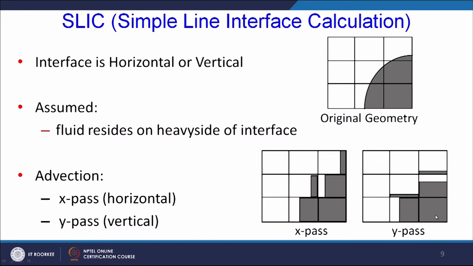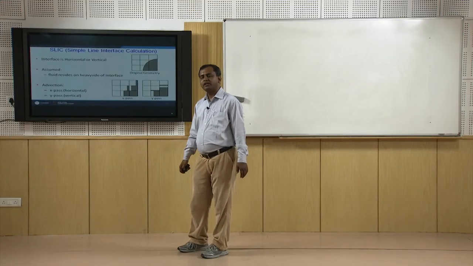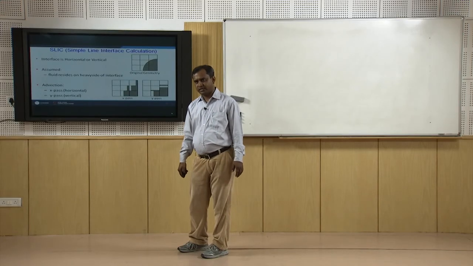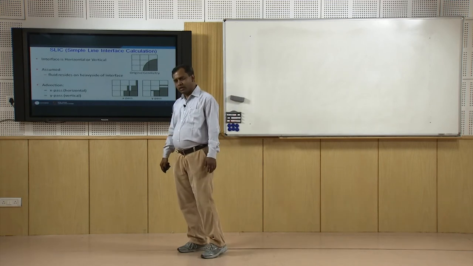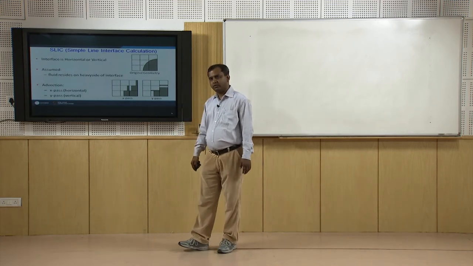Now, if you have a well resolved interface, then only will this simple line interface calculation, whether X pass or Y pass, give you an accurate prediction of the interface. If the cells are not well resolved, then probably you will find difficulty.